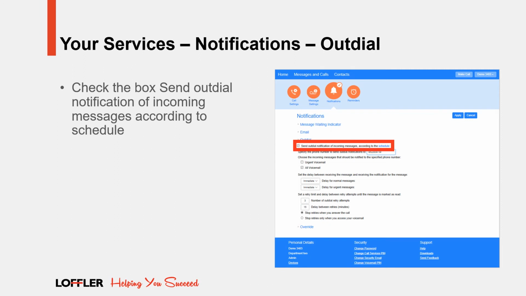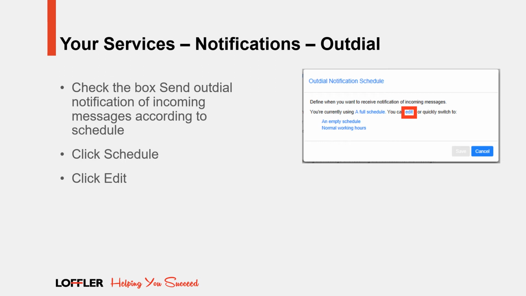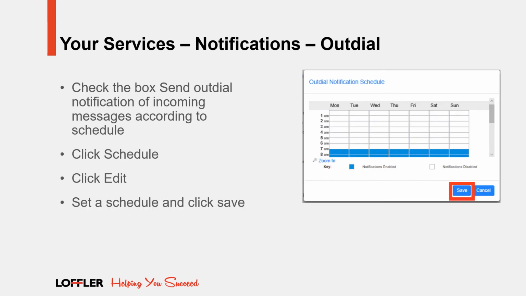To set Outdial notifications up, check the box Send Outdial Notification Messages according to the schedule. Click Schedule. Click Edit to change the time. The blue color indicates hours the schedule will call. The white color is off hours. Set a schedule and click Save.